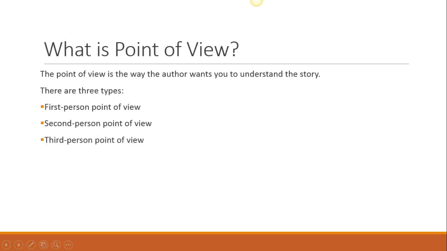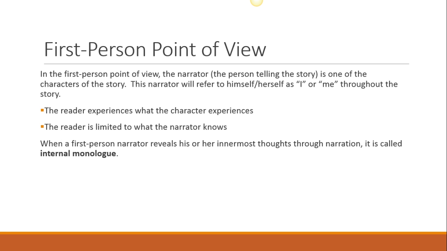Narration and point of view. Point of view is the way that the author wants you to understand the story, and there are three major types: first person, second person, and third person points of view.